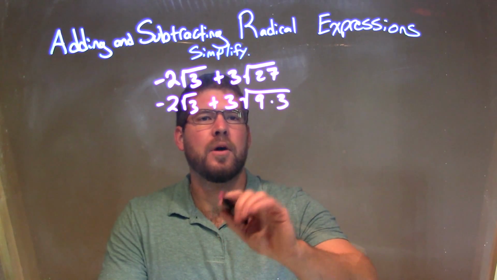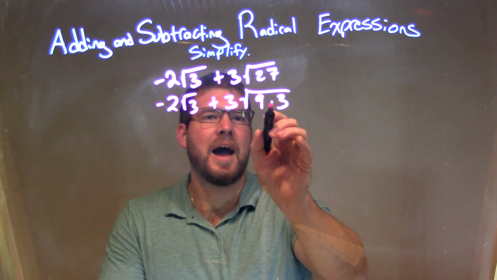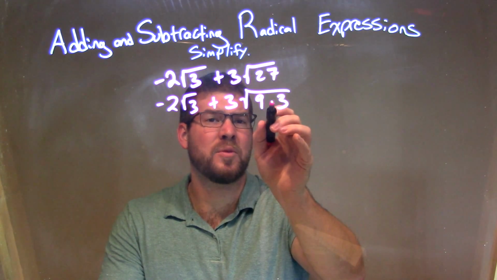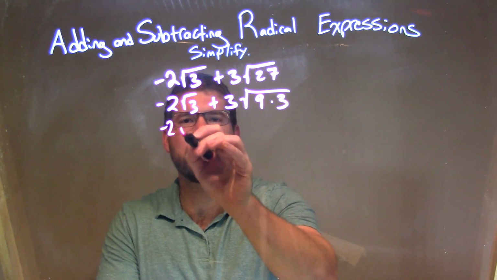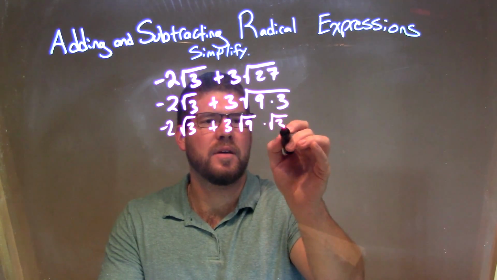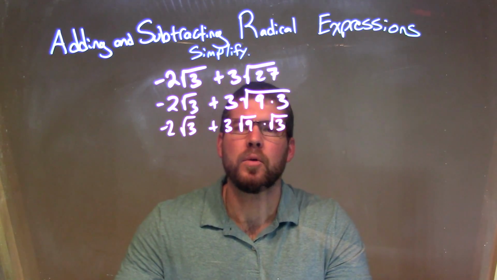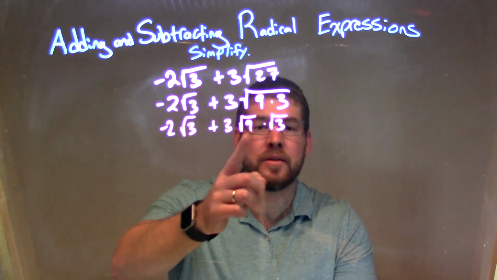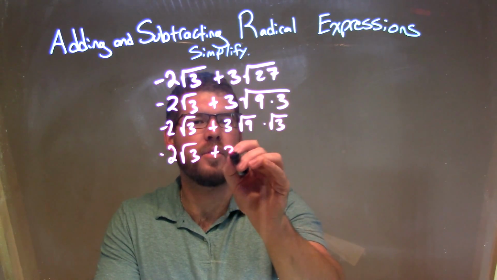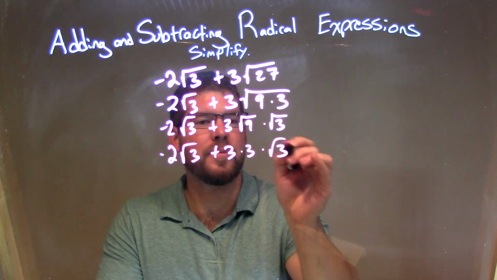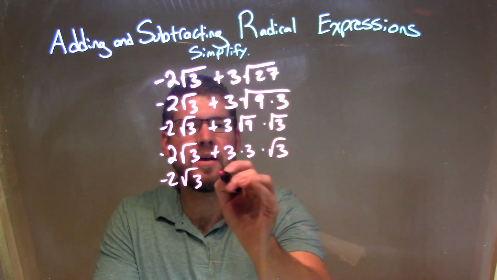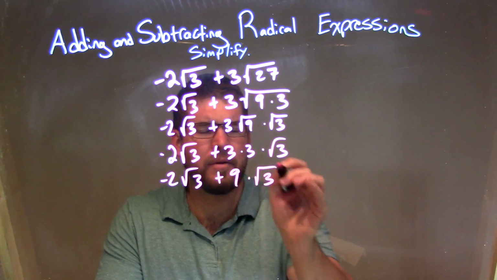Well, 9 times 3 can break apart, and now we know by our rules that since it's the square root of 9 times 3, I can separate that multiplication. So we have negative 2 times the square root of 3 plus 3 times the square root of 9 times the square root of 3. Well, now that's pretty simple, right? The square root of 9, I know, is 3. So my next step: negative 2 times the square root of 3 plus 3 times 3 times the square root of 3. 3 times 3 is just 9, right? So negative 2 times the square root of 3 plus 9 times the square root of 3.